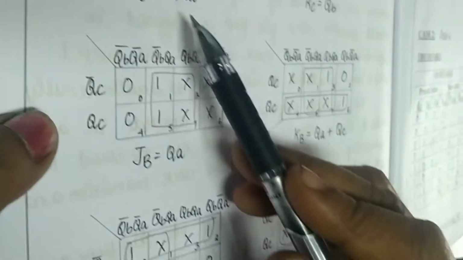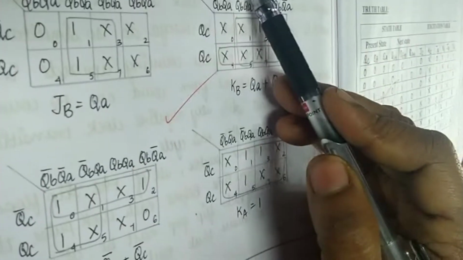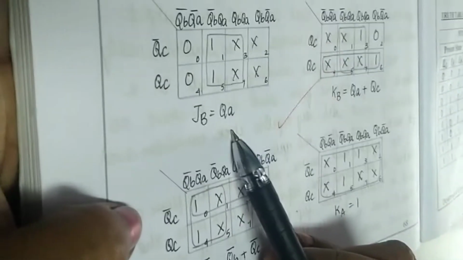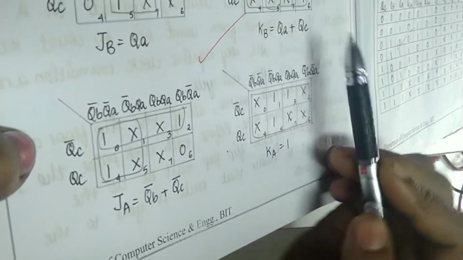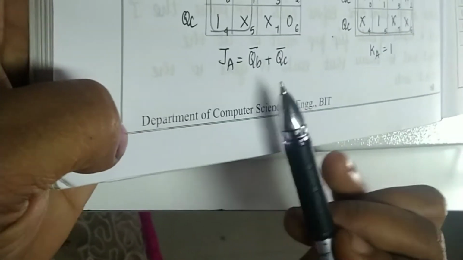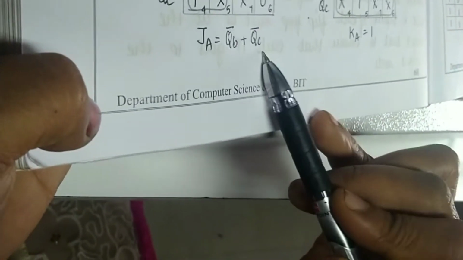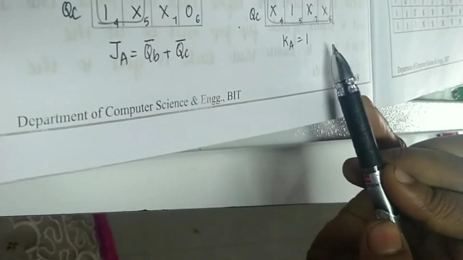JC is equal to QB QA. KC is equal to QB. JB is equal to QA. KB is equal to QA plus QC, and JA is equal to QB bar plus QC bar, and KA is equal to 1. Once the K-map calculation is over, you have to design the circuit.